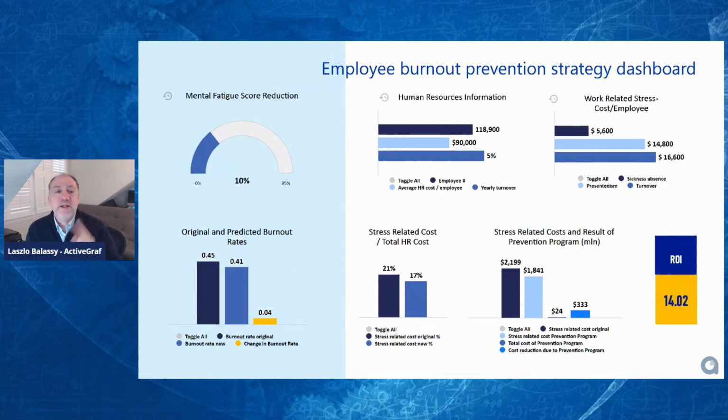We know that if we institute a mental fatigue score reduction program to get 10%, that will reduce our stress-related cost to HR cost to 17%. Good improvement. It will cost us $24 million to run this program, but the net benefit in terms of cost savings is $333 million. But let's just say we as a management and a board want to say, no.